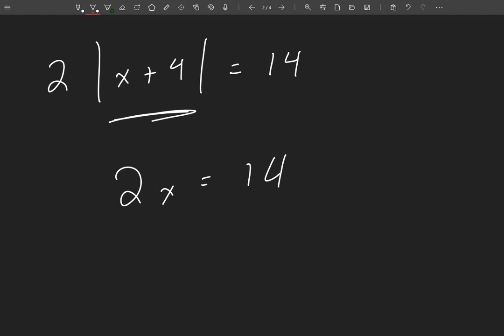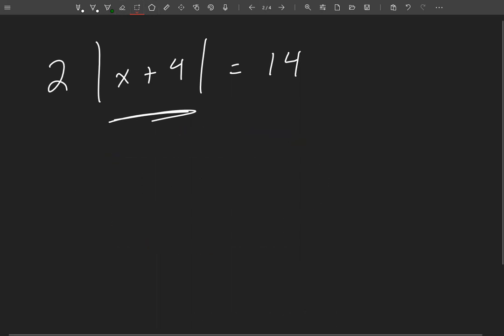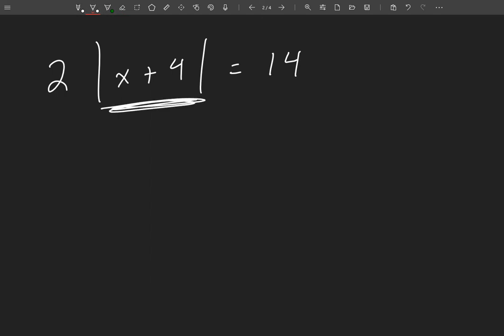If it was just an x by itself, what would you do? Well, that's easy. You would divide by 2 to get rid of the 2, right? Well, it's the same thing here. Just pretend that this thing right here is something, it's just a variable, right? Just leave it alone. You can't touch it yet.